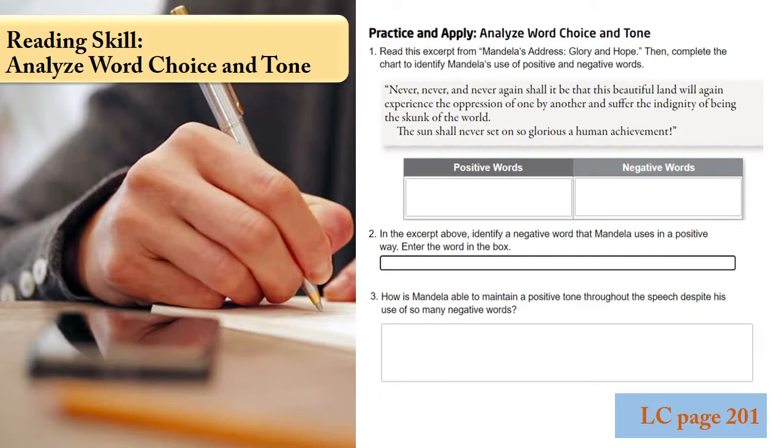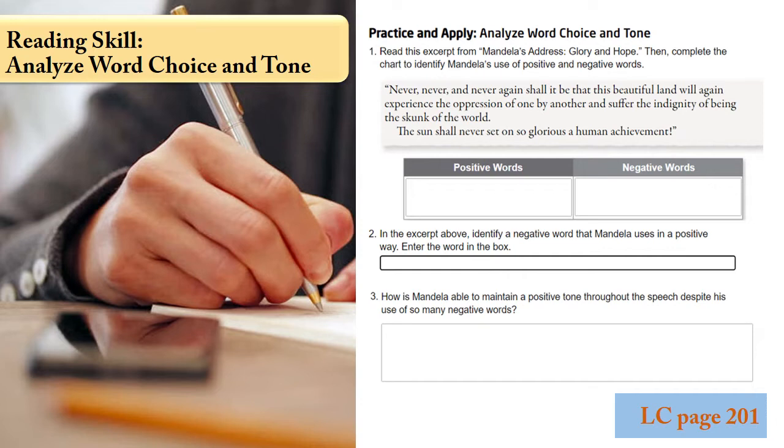Practice and apply. Analyze word choice and tone. Number one. Read this excerpt from Mandela's address, Glory of Hope. Then complete a chart to identify Mandela's use of positive and negative words. Excerpt: Never, never, and never again shall it be that this beautiful land will again experience the oppression of one by another and suffer the indignity of being the skunk of the world. The sun shall never set on so glorious a human achievement.